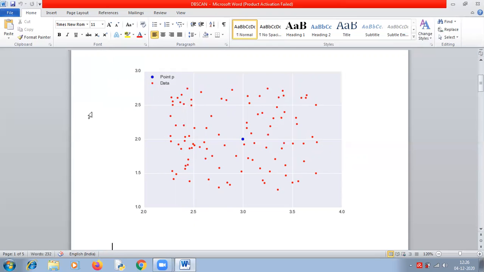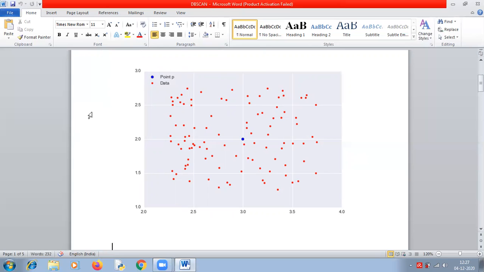So let's consider an example to make this idea more concrete. See this diagram that I've shown you. We have scattered 100 data points in the interval 2 to 4 on the x-axis and 1 to 3 on the y-axis. Let's pick the point (3, 2) to be our point P. You can see a blue point at the coordinates (3, 2). We call this point P.